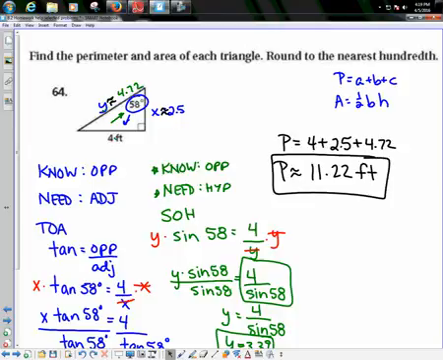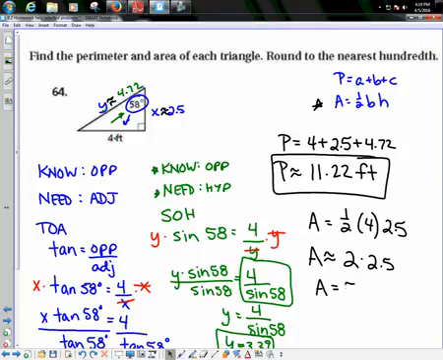So that's my perimeter. My area, I need 1/2 my base times my height. So my area equals 1/2 my base, which is 4 feet, times my height, which is 2.5. So 2.5 is an approximation. So on my next line, I'm going to change that equal sign to approximately. 1/2 times 4 gives me 2. 2 times 2.5, so my area is approximately 5 square feet.